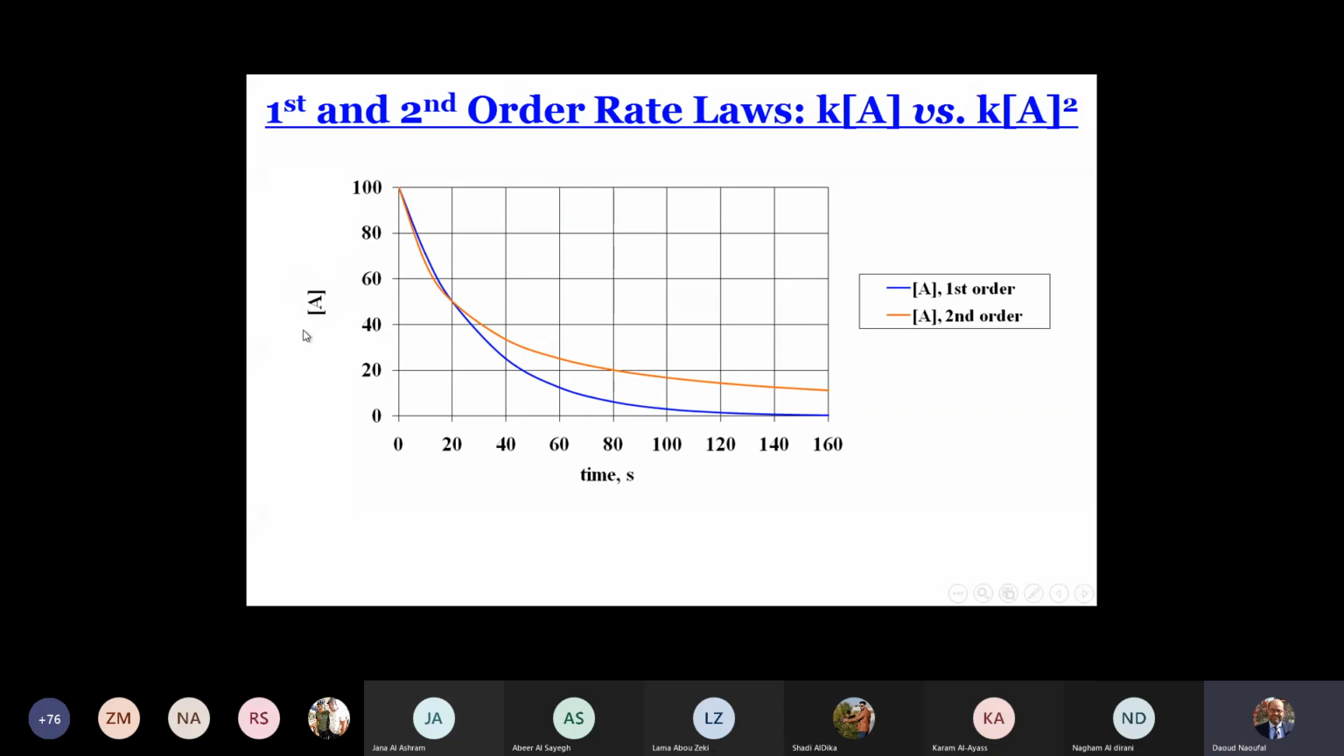So this is the variation of A as a function of time for reactions of order 1 and order 2. All the reactions you studied in grade 12 are reactions of first and second order, since the variation of A as a function of time is a curve. The variation of A as a function of time is a straight line only for a reaction of order 0.